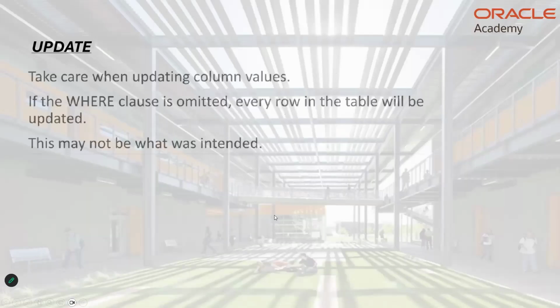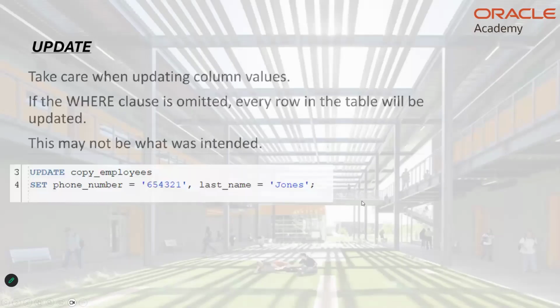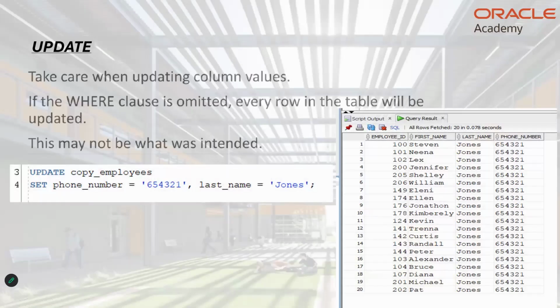All right. So as I said, take care when updating columns, and we'll add delete onto that later. If the where clause is omitted, as Evan asked, every row in that table will be updated. And yes, that may not be intended. So don't do something like this: update employee set phone number equal to this and last name equal to that. That's probably not what you want to see. All of our employees are now related. It's a pretty big family company. You're all Joneses. Oops. So we changed everyone's name to Jones.